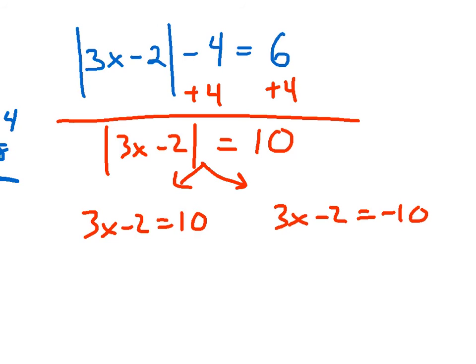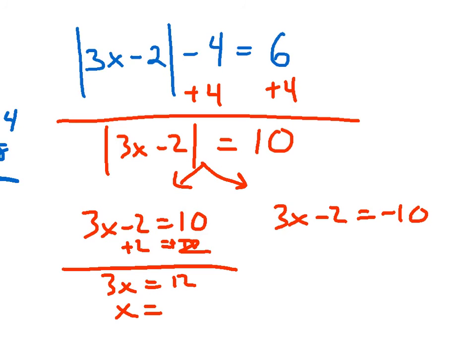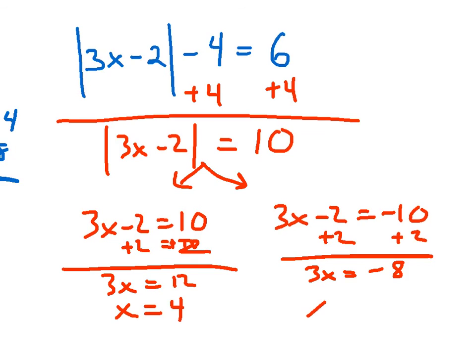And now it's just a matter of solving it to find the two values, or the two roots, that would make this true. So I add 2 to both sides, and I get 3x equals 12. Divide by 3, and x equals 4 on the left. Over here I'll add 2 again to get rid of that negative 2. That gives me 3x equals, looks like, negative 8. Divide by 3 on each side, and x is going to be negative 8 thirds. So my final answer here is 4 and negative 8 thirds.